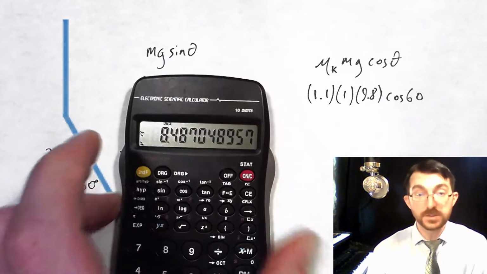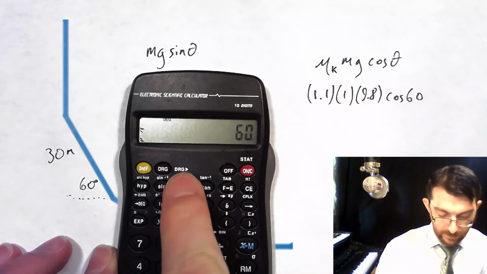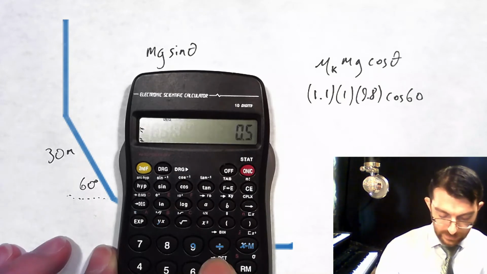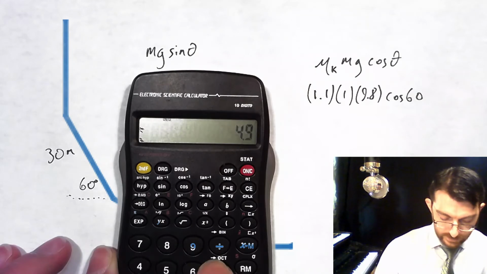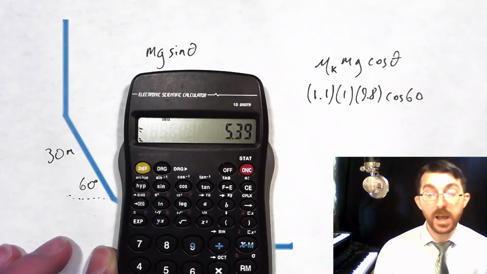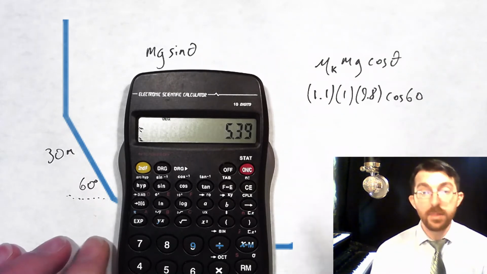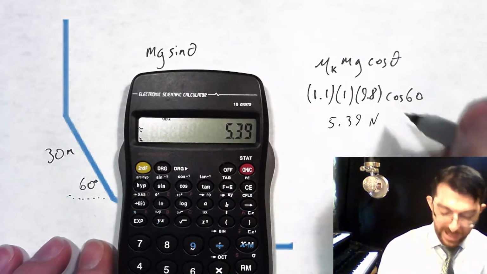Luckily, that's one of those easy to remember ones, but I'm still going to enter it into the calculator, just for consistency, times 9.8 times 1.1. 5.39. That would be the force of friction keeping it back.